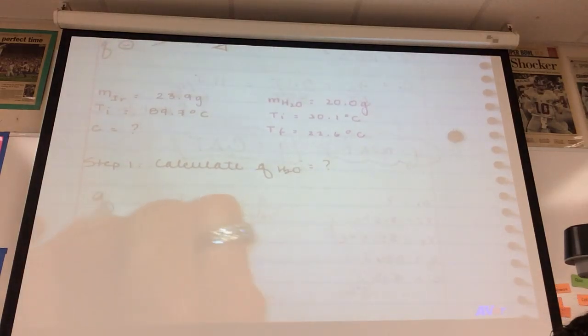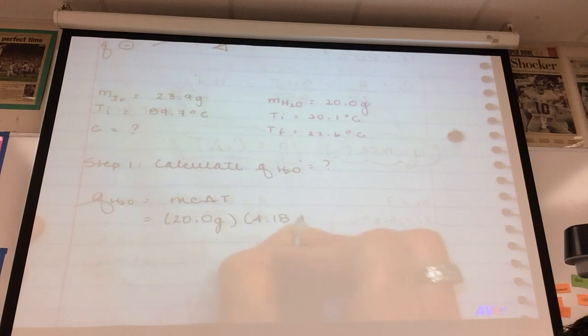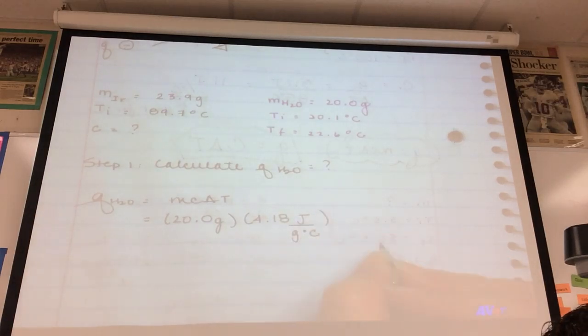I know for Q of water, I've got MC delta T. The mass of the water is 20 grams. The specific heat of the water, which will be given to you, is 4.18 joules per gram degree Celsius. How do we get delta T for the water?